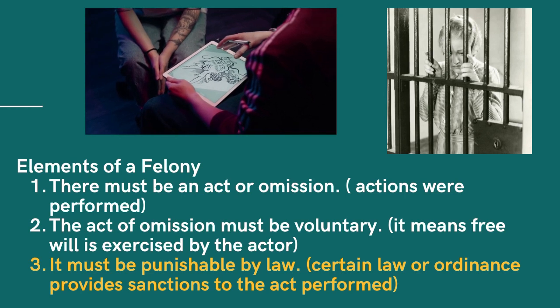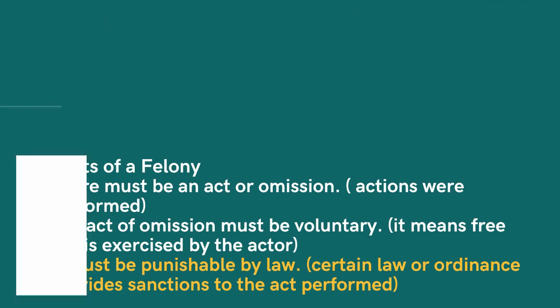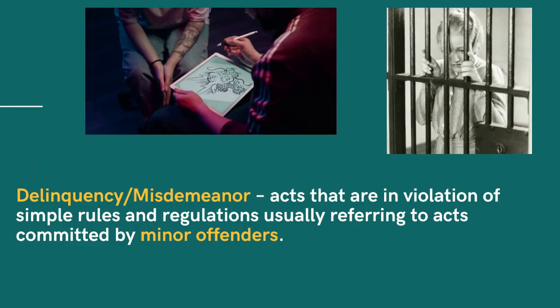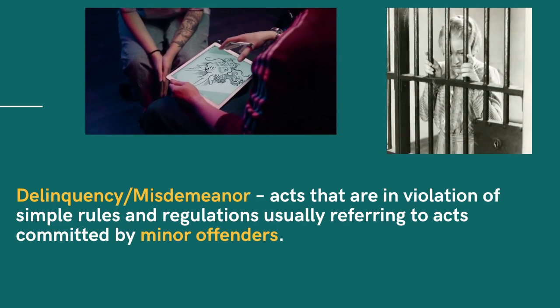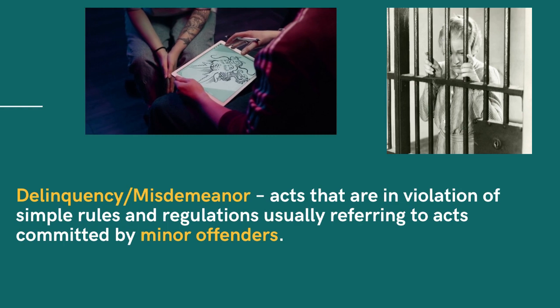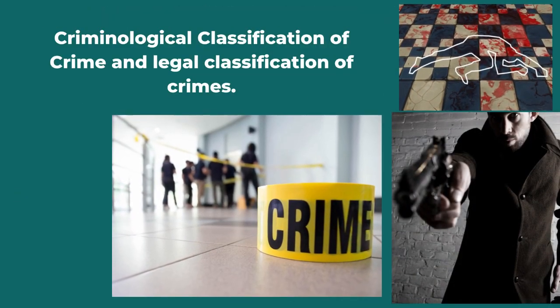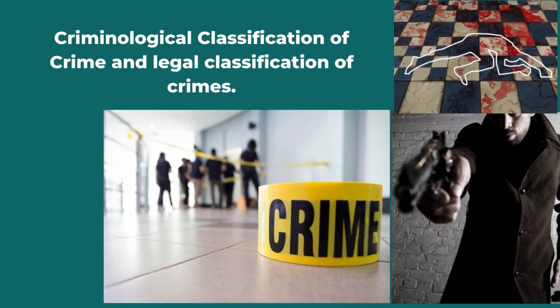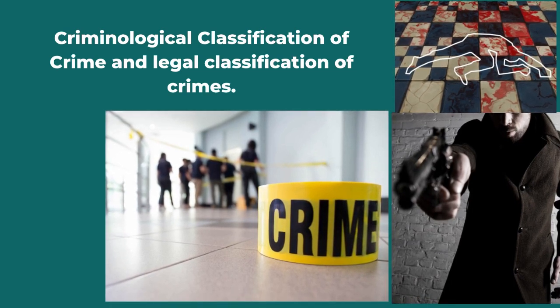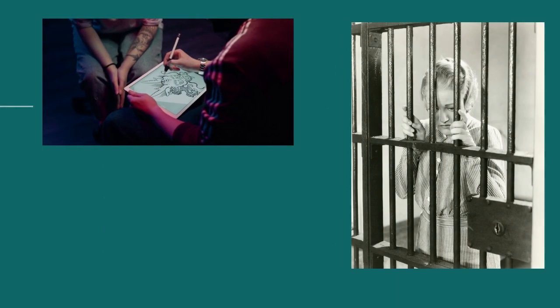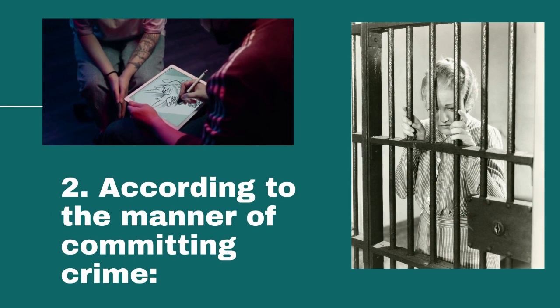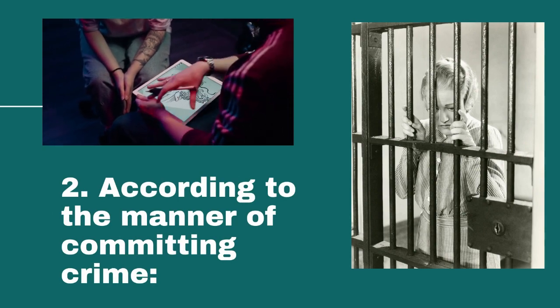On the other hand, delinquency, misdemeanor, acts that are in violation of simple rules and regulations, usually refer to acts committed by minor offenders. Furthermore, there are many classifications of crimes that vary depending on where they are applied, namely criminological classification of crime and legal classification of crimes. These topics will also be discussed in the later part of this video. For now, let us go back to the types of crimes according to the manner of committing it.